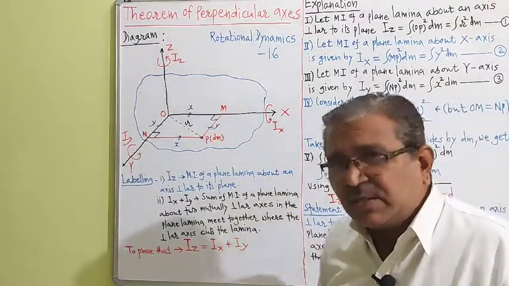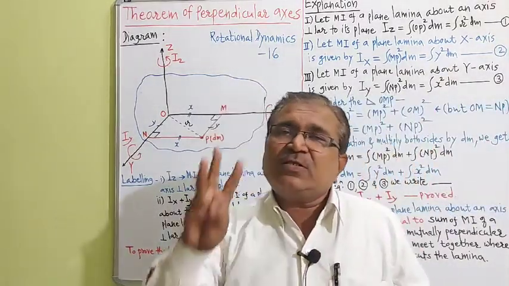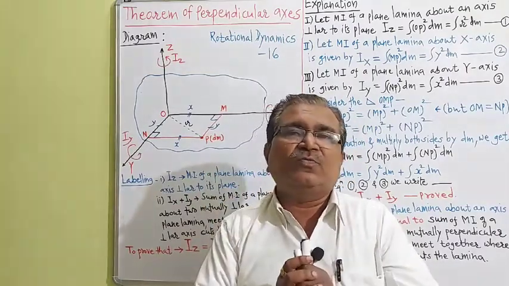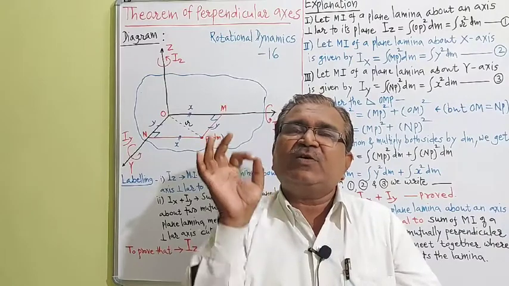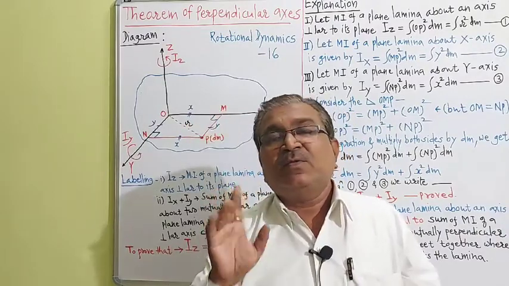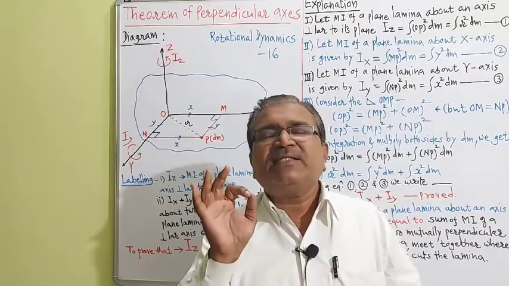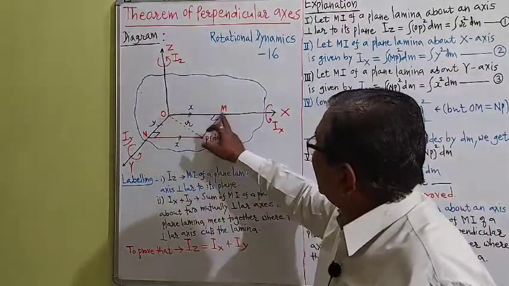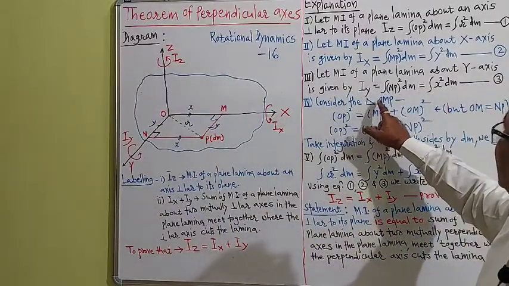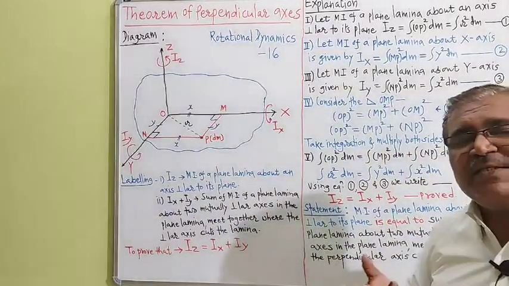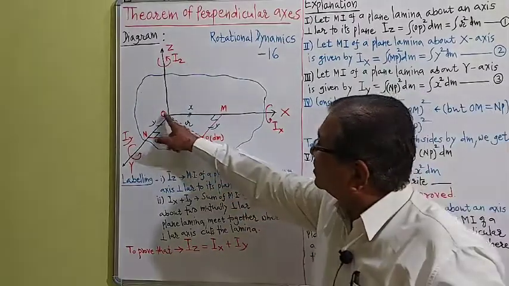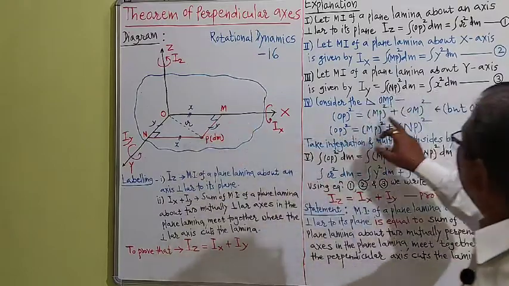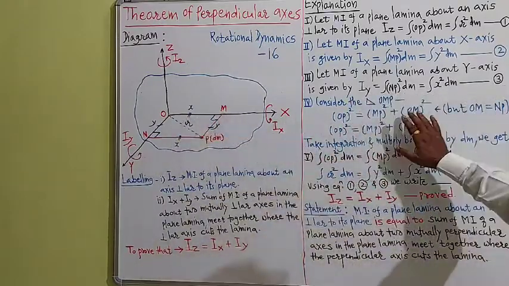In this way, we got 3 equations in our hand. Then it is more easy now to prove Iz is equal to Ix plus Iy. For that purpose, let us take a triangle. Which triangle? See this. OMP, I have written here. Triangle OMP. Use Pythagoras theorem. What is Pythagoras theorem? OP square is equal to MP square plus OM square. That I have written here.